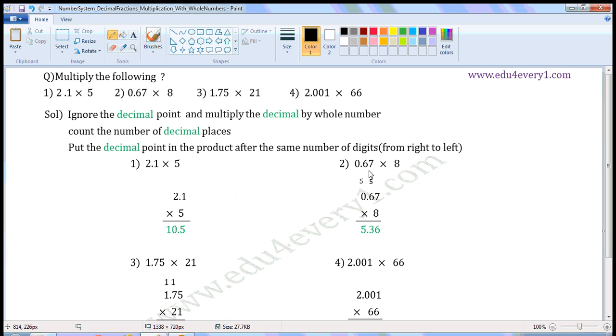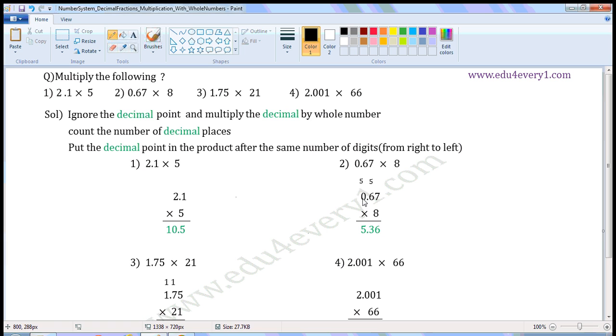Next sum, 0.67 into 8. Write 0.67 into 8. Now ignore the decimal point and multiply these numbers. 8 into 7 is 56. So write 5 as a carry over next digit and 6 below 7 and 8. Now we have to multiply 8 with 6. 8 into 6 is 48. Add the carry 5 to it, it becomes 53. So write 5 as a carry over next digit and 3 before 6.